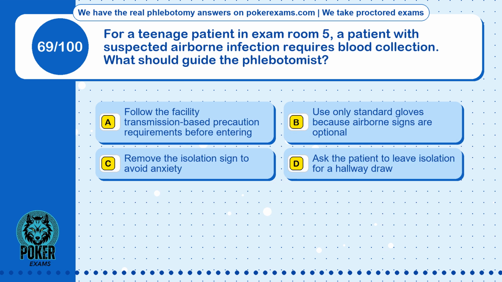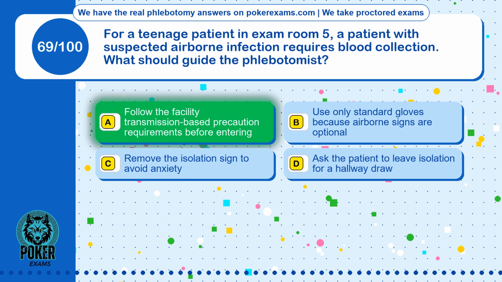Question 69. For a teenage patient in exam room 5, a patient with suspected airborne infection requires blood collection. What should guide the phlebotomist? Option A, follow the facility transmission-based precaution requirements before entering. Option B, use only standard gloves because airborne signs are optional. Option C, remove the isolation sign to avoid anxiety. Option D, ask the patient to leave isolation for a hallway draw.